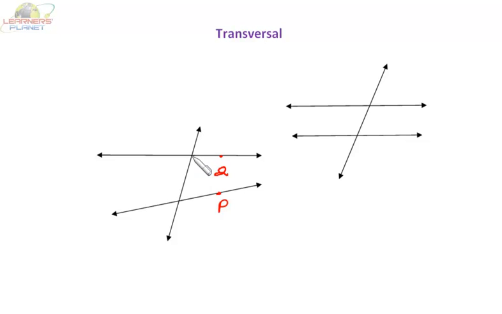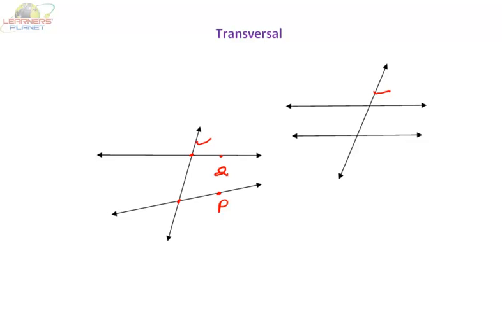That means the intersection of this line and this line is this, and the intersection of this line and this line is this. Similarly, we can see over here these are two lines and the third line is intersecting both of them. So this is known as a transversal. So this and this, both of them are transversals.